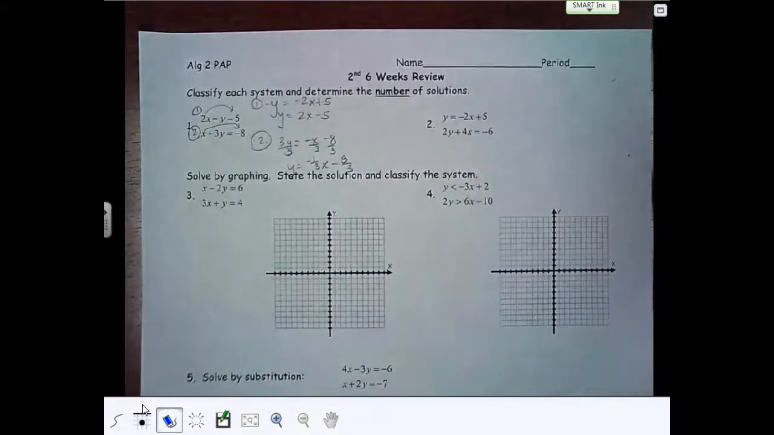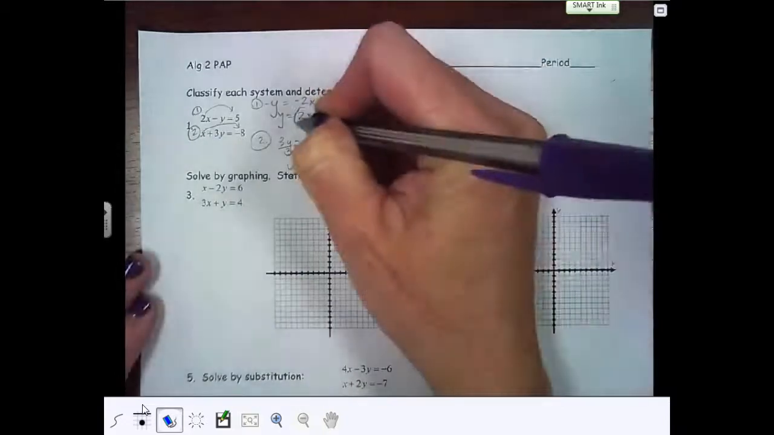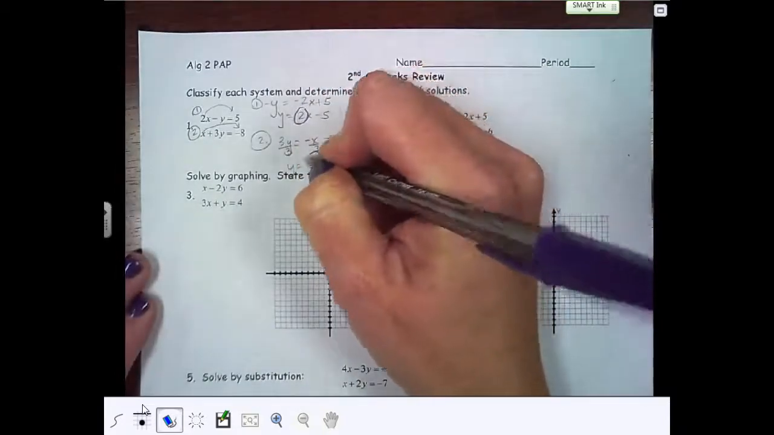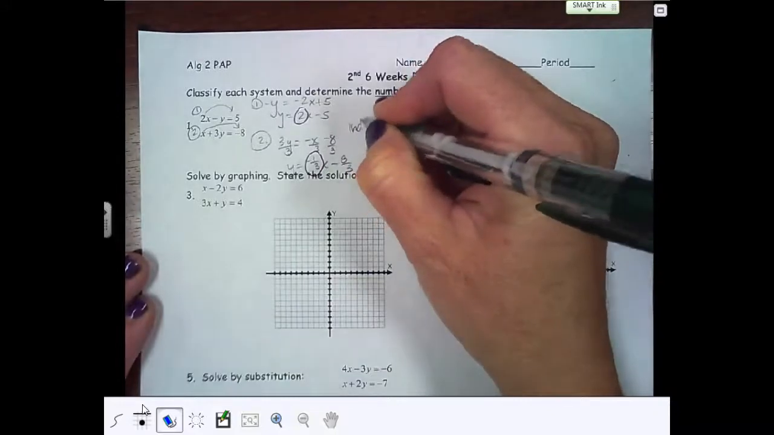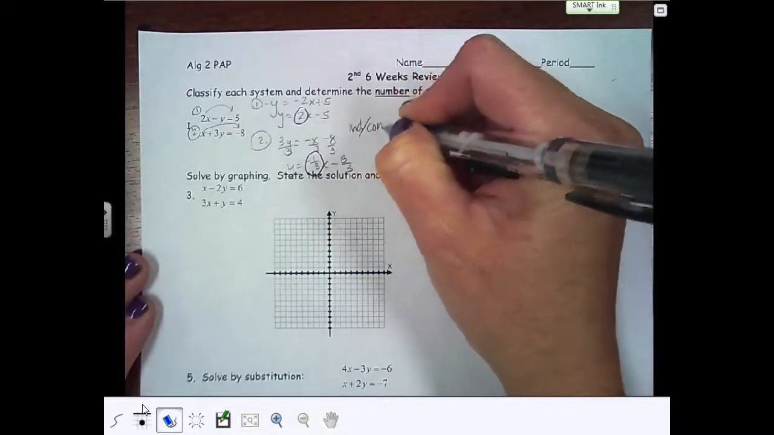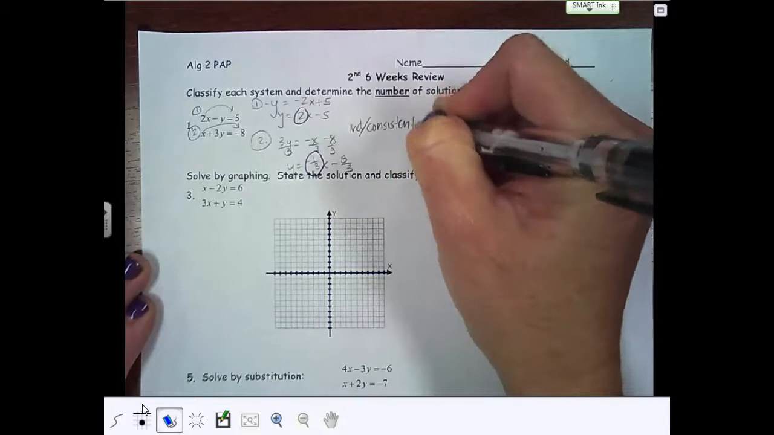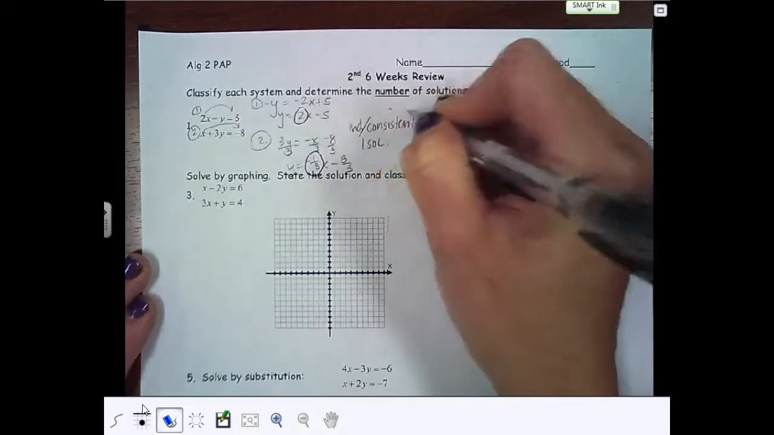Then you're going to take a look at both slopes. So this is the slope line. The first line is 2, the slope of the second line is negative 1/3. So they are just regular lines that are going to cross. They don't have the same slope. So they are considered to be independent, okay, consistent, and they have one solution.